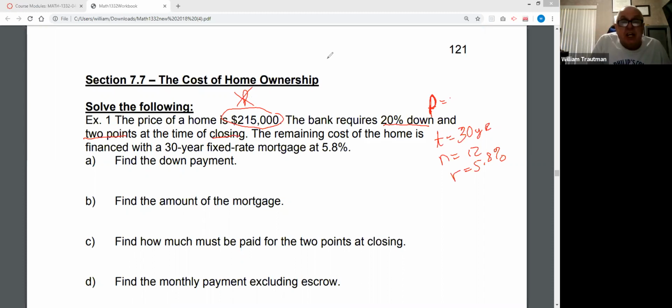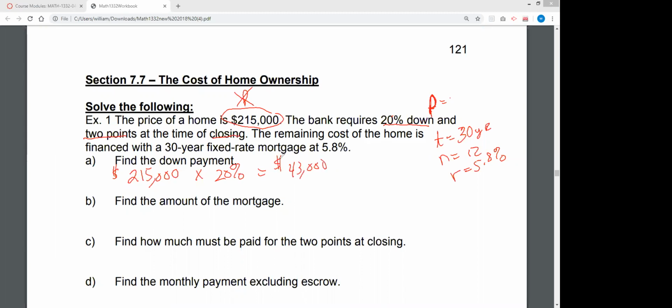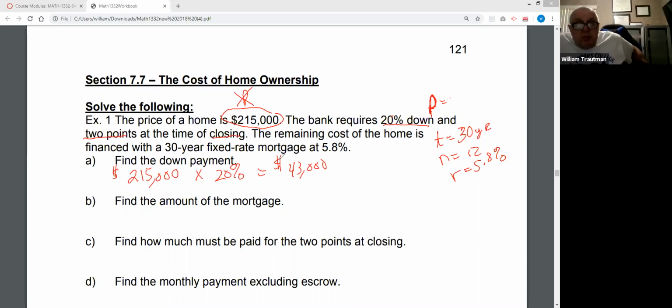So first, find a down payment. It says the bank requires 20% down. If I'm going to buy a house for $215,000 and I have to put 20% down, I have to multiply 215 times 20% on my calculator. And what does that equal? 43,000. If you put 20% down, you have to have 43,000. If you want to borrow money from the bank, you have to give them $43,000 to start off with.